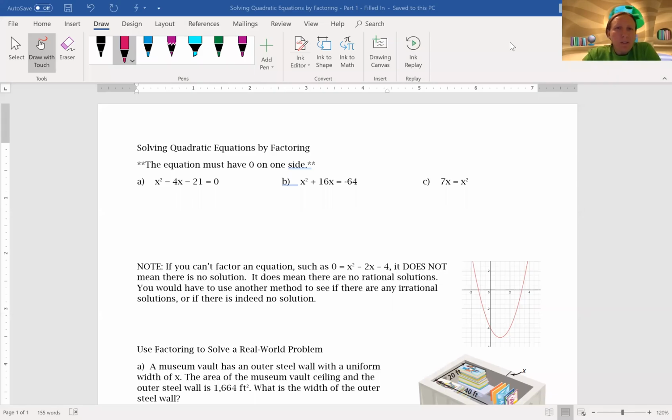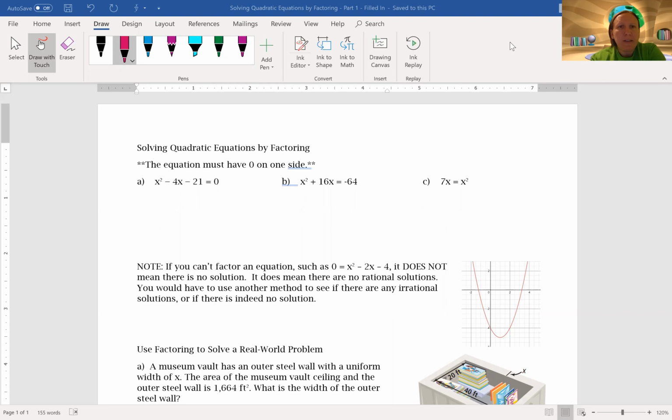So now that we know how to use the zero product property, we can jump into how we can solve quadratic equations by factoring. And I want to start by saying that in order to solve equations by factoring, you need to have zero on one side. So let's look at our first example.